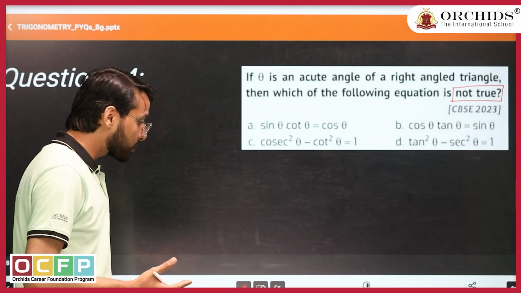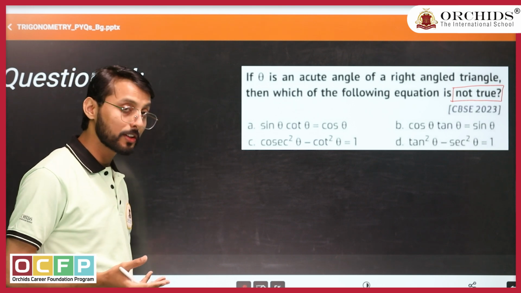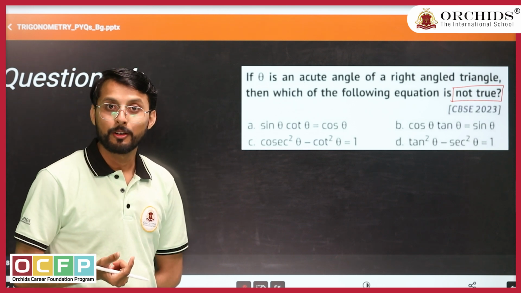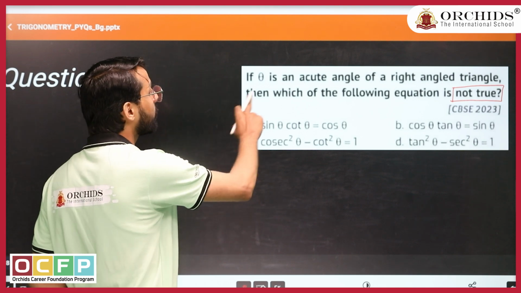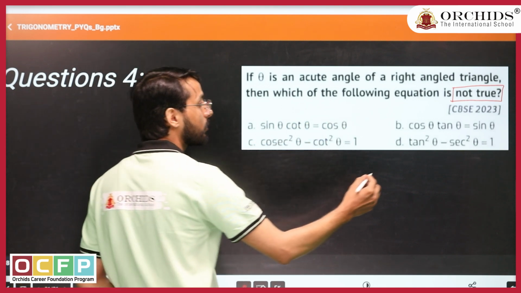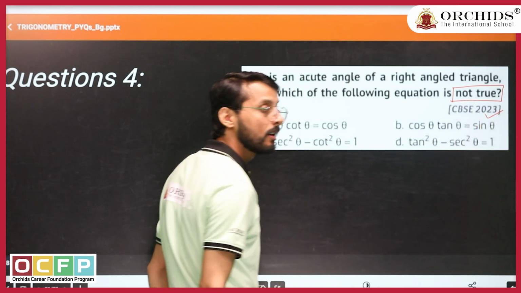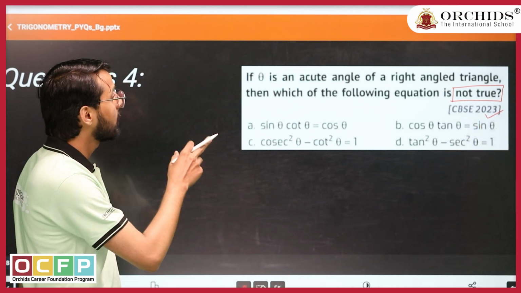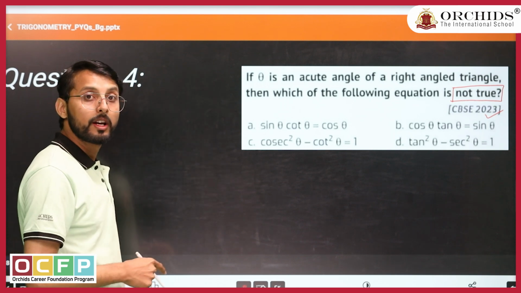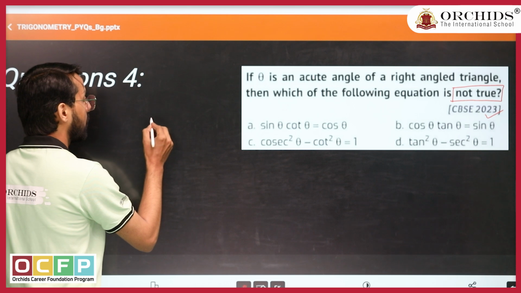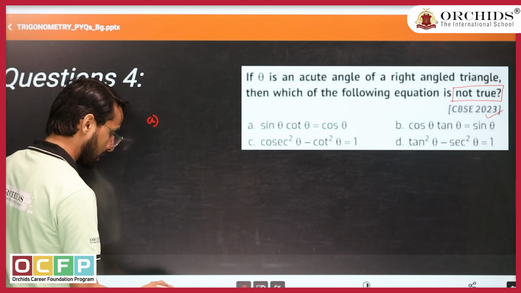Basically, what a student used to do in the examination, since they are under pressure, is not read that part: which of the following is not true, which is true, which is false. So first we have to find the keyword in a question, and this is from CBSE 2023. CBSE 2023 question, which of the following is not true. So out of 4 options, first we have to find it.